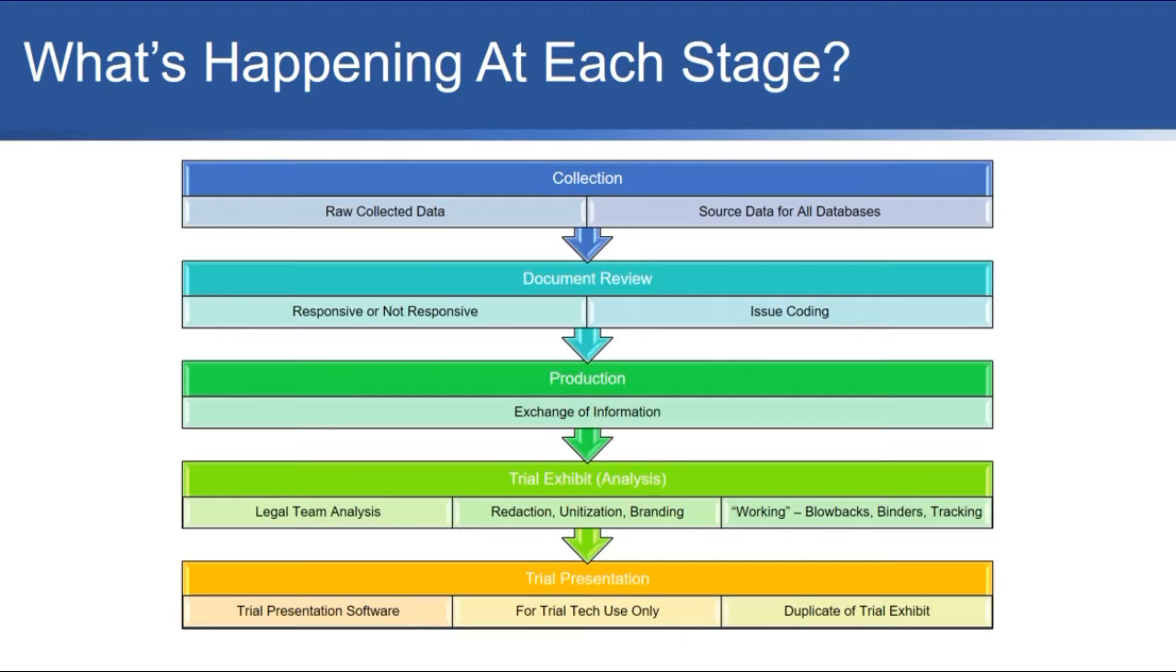Then you may further categorize the data into a trial exhibit database, which is an area for legal team analysis, redaction, unitization, and branding. It's basically the working database for blowbacks, binders, and tracking of exhibits. And then finally, the trial presentation database, which is the trial presentation software, and it's for trial tech use only. It's where the trial tech performs and creates all their own work product for use in presentation in court.